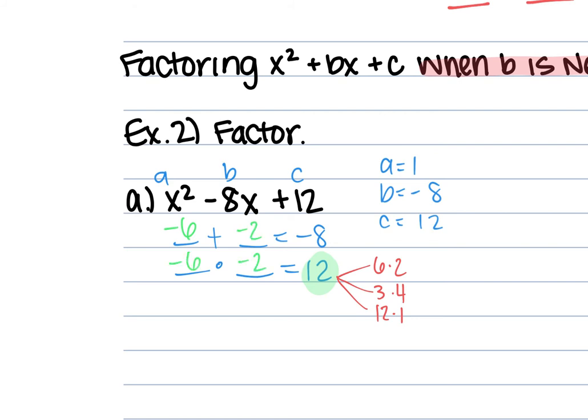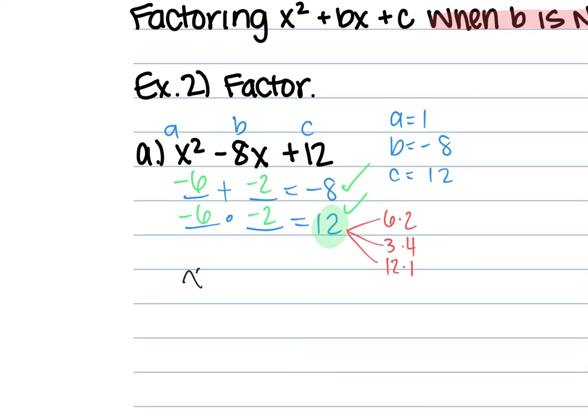Because what's -6 plus -2? -8. And what's -6 times -2? +12. So my answer is what, guys? (x - 6)(x - 2). Good. (x - 6)(x - 2).